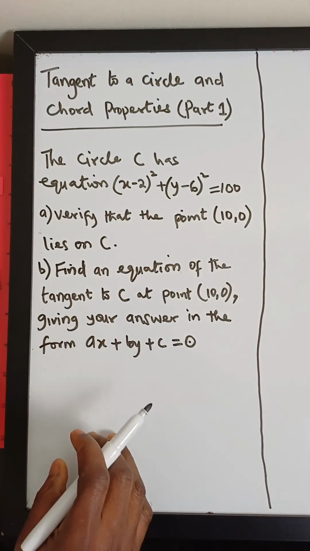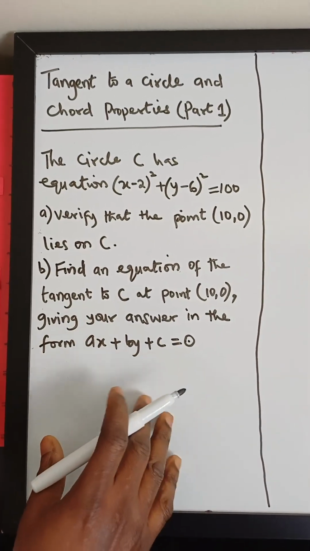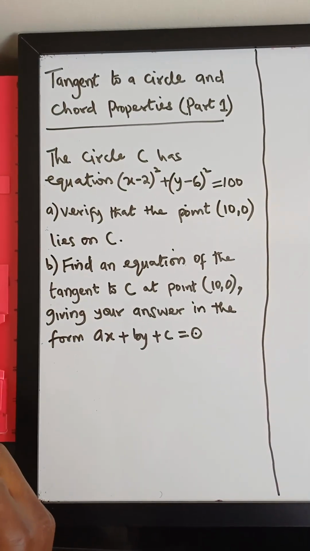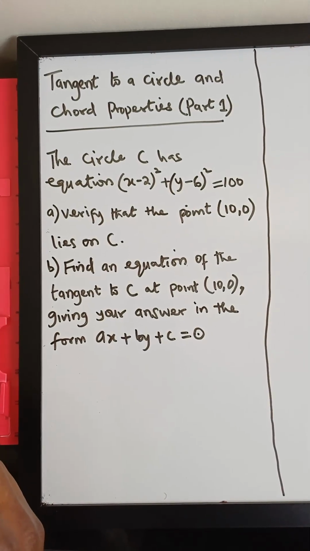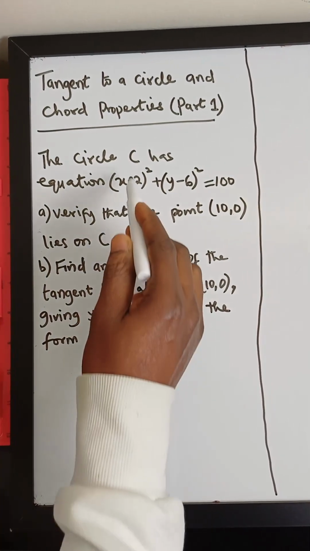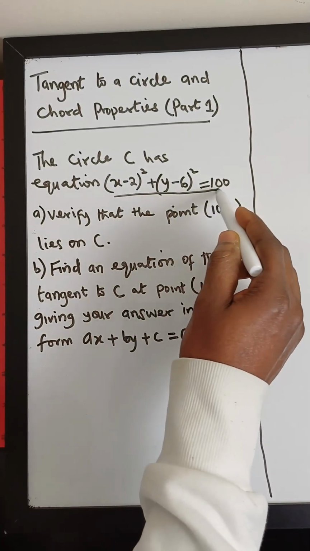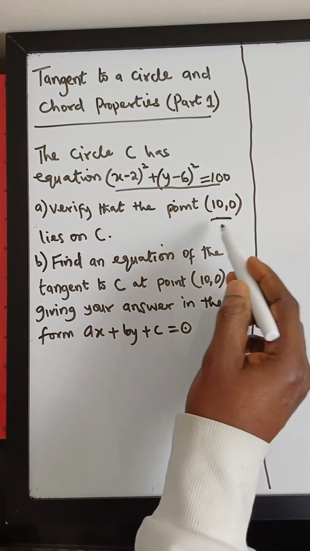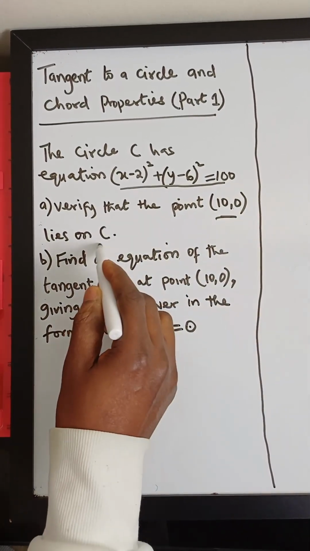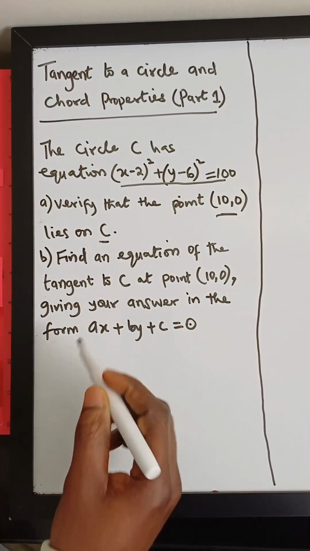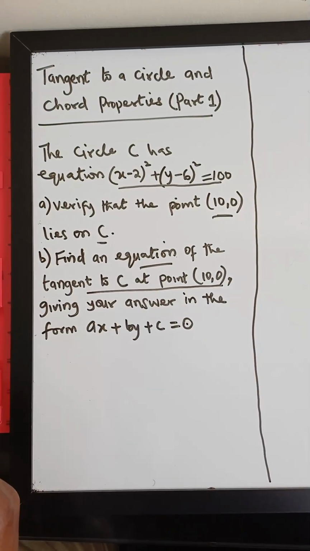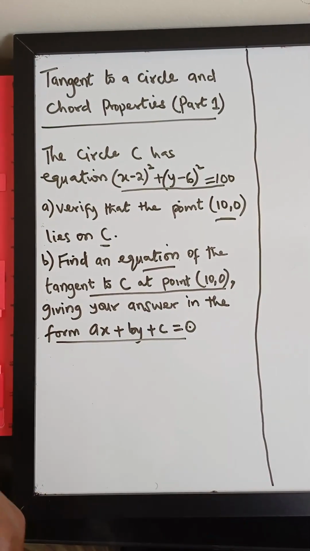Hi everyone, let's look at this problem. A tangent to a circle and chord property, part 1. So we have the circle C, and we have to verify that this point P lies on the circle. We also have to find the equation of the tangent at this point, giving an answer in this form.